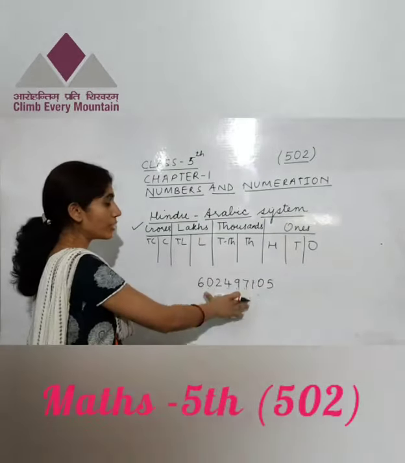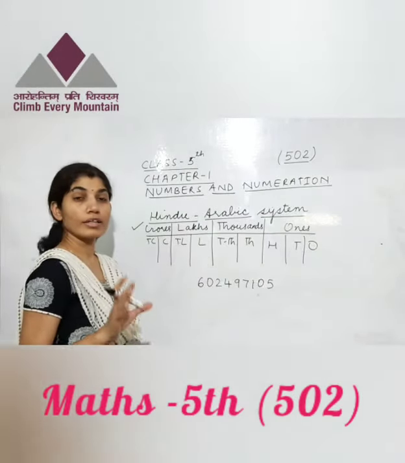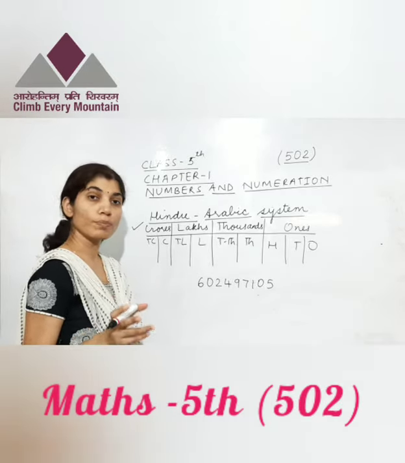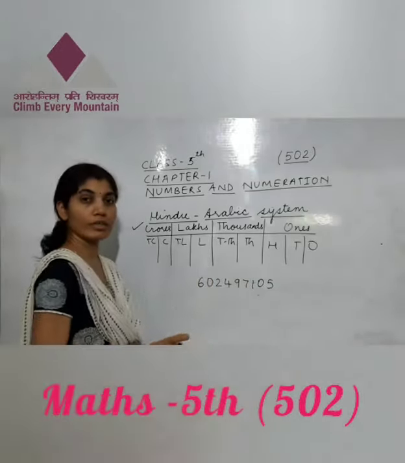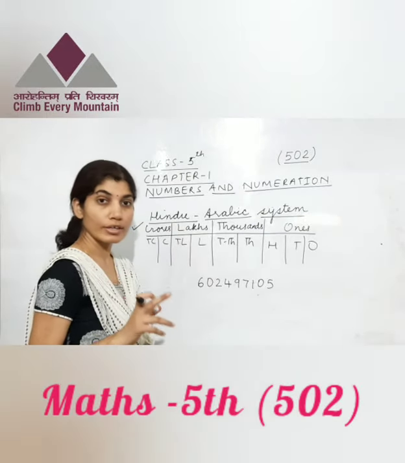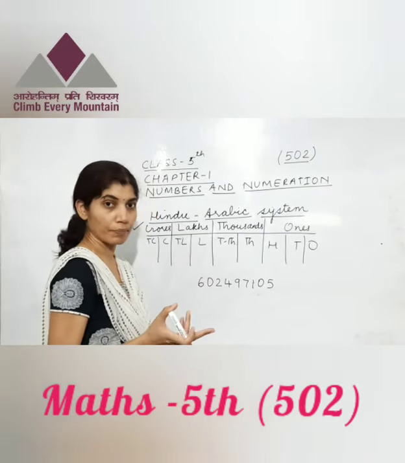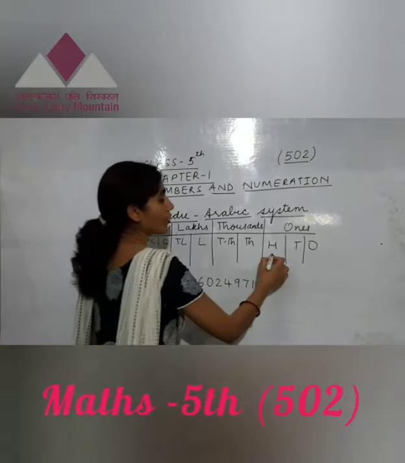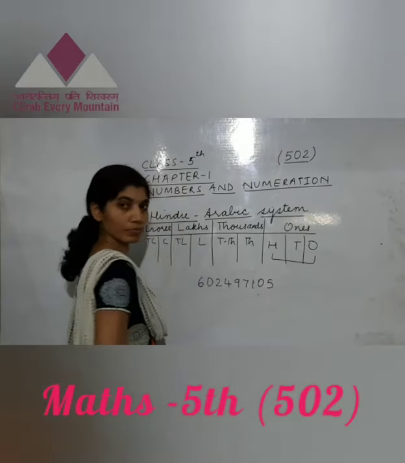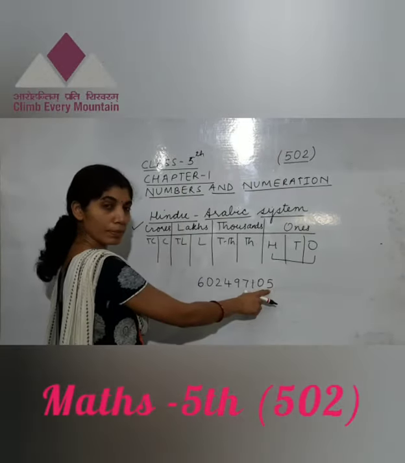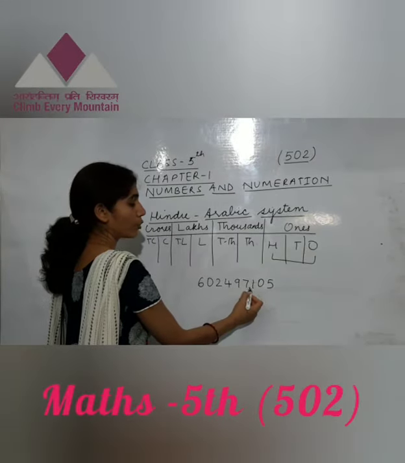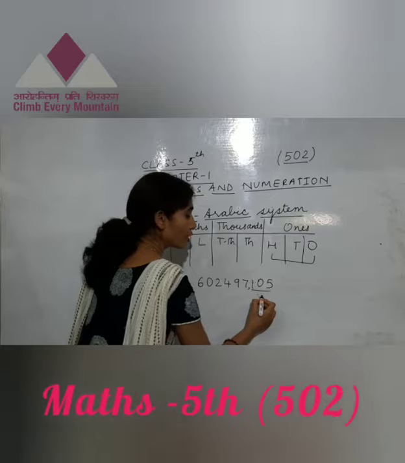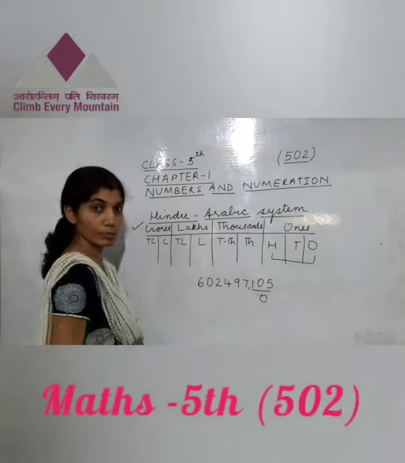Okay? Now if any number is given to you, then first of all you should put commas. If you put commas to separate the periods, then it will be very easy for you to read the number and write the number name. Okay? Now see, the first period has 3 places. So we will count 3 places from the right side. 1, 2, 3. And put a comma here. So this is the first period from the right, that is the ones period.